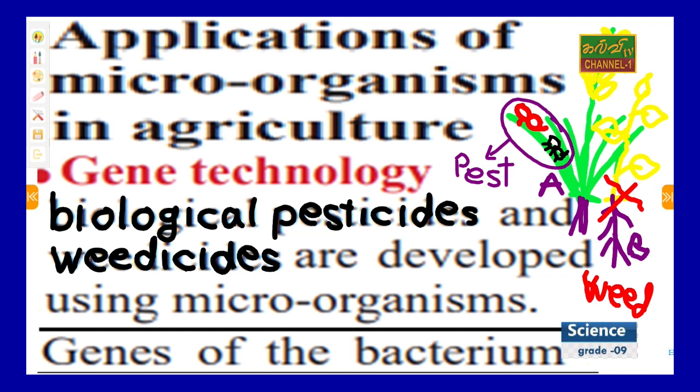So weedicide means an unwanted plant can be killed using it, right? And another one is pesticides. Pests can also be killed. If it kills pests, that is a pesticide. If it kills unwanted, unnecessary plants growing with the paddy, that is weeds, so weedicide. Now students can understand what is pesticide and what is weedicide, right?